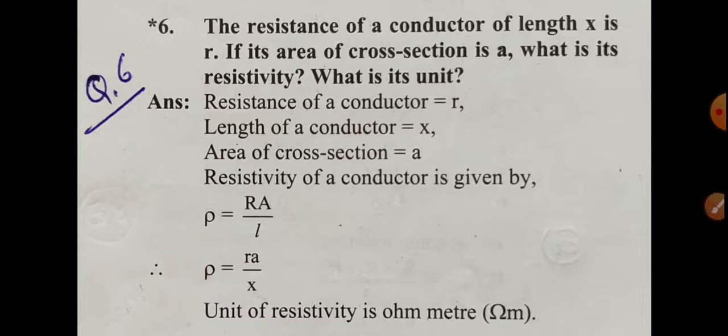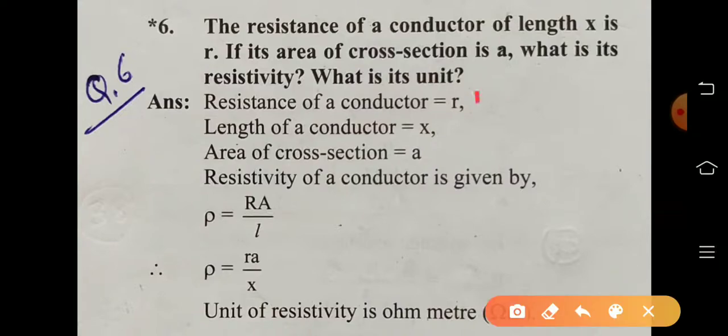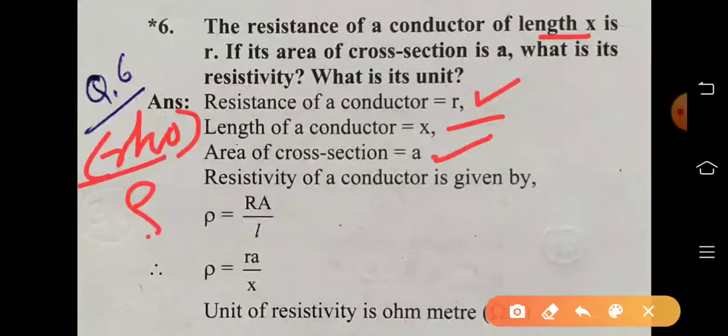Next, question number 6 given in our textbook. The resistance of a conductor of length X is R. If its area of cross section is A, what is its resistivity and what is its unit? Now check there. Resistance of a conductor is given R. Length is given X. Area of cross section is A. So resistivity of a conductor is given by the formula of resistivity. Resistivity is indicated by the symbol rho, a Greek symbol that indicates the resistivity.